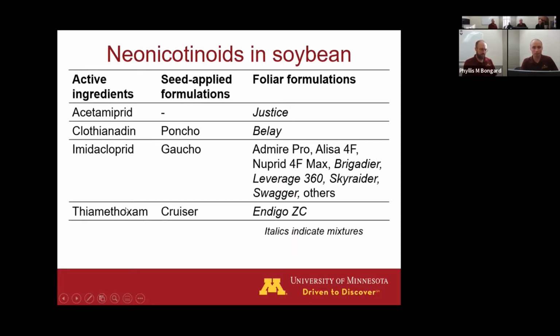And then finally, we've got thiamethoxam also being used on soybean as a seed treatment. You hear of it as Cruiser. As a foliar, it's a mixture called Endigo. There are several other neonicotinoid insecticides that are available but not currently being used in soybean as far as I know. And those are dinotefuran, nitenpyram, and thiacloprid.